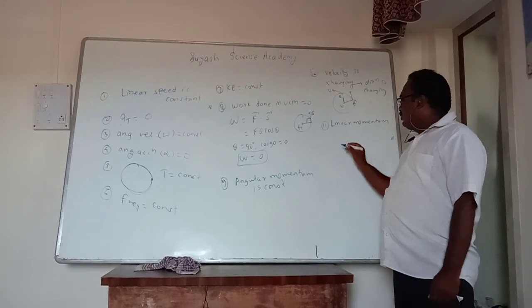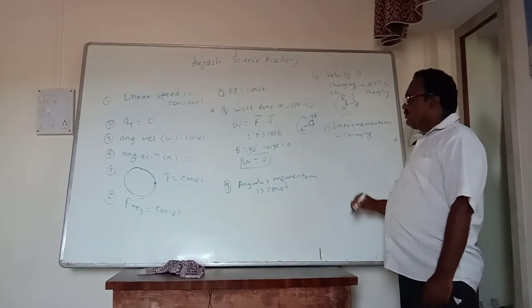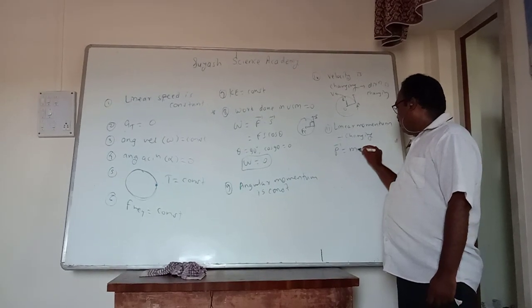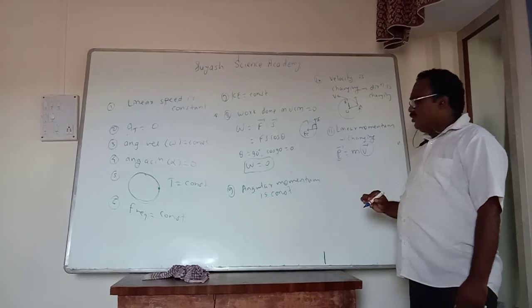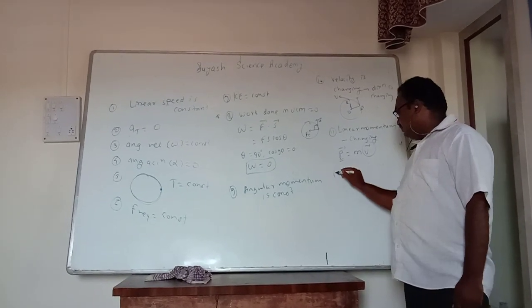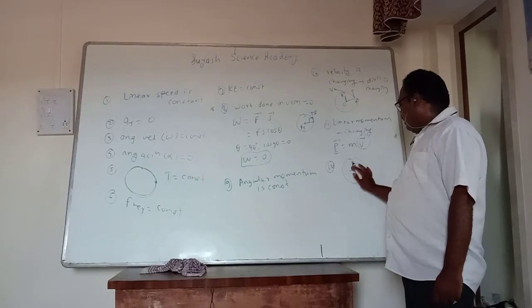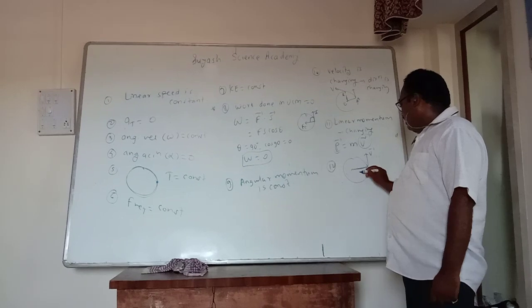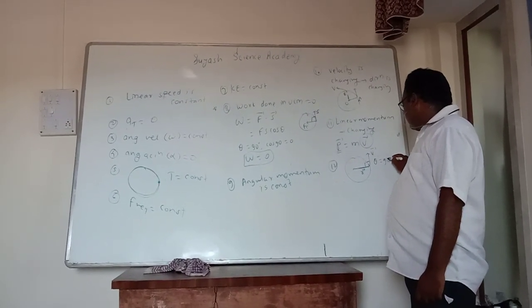Linear momentum is changing because velocity is changing. The formula for linear momentum is P equal to m into v. This velocity is changing, therefore linear momentum is changing. Then the next property: the angle between the radius vector and velocity, this angle theta, is 90 degrees.